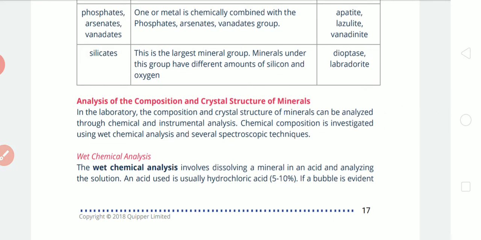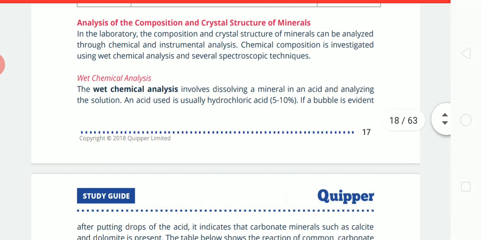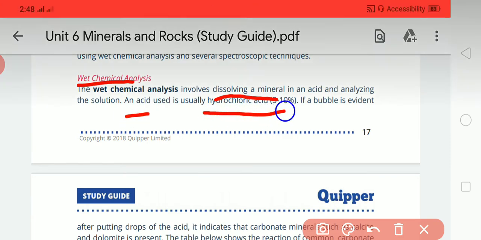So we have here analysis of the composition of the crystal structure of minerals. In the laboratory, the composition and crystal structure of minerals can be analyzed through chemical and instrumental analysis. Chemical composition is investigated using wet chemical analysis and several spectroscopic techniques. So the wet chemical analysis involves dissolving a mineral in an acid and analyzing the solution. An acid is usually hydrochloric acid.